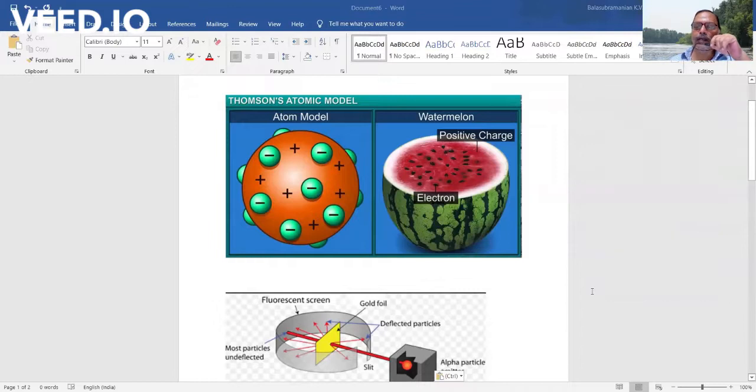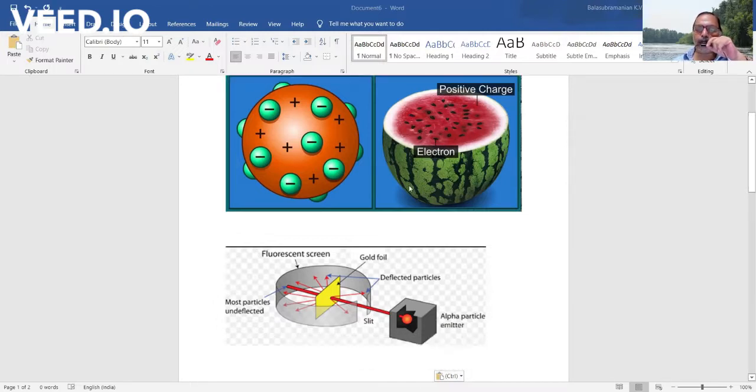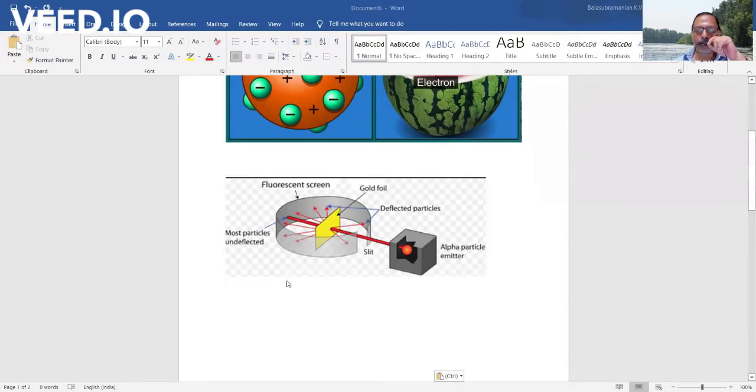So I am going to share with you a picture which is showing Thomson's atomic model. So this is the atom model proposed by J.J. Thomson. This orange or red colored area is a positively charged sphere, and over this negatively charged electrons are embedded. So something like a watermelon. Here the red area is positive charge and the seeds are like electrons. So this was proved to be wrong by an experiment conducted by Ernest Rutherford.